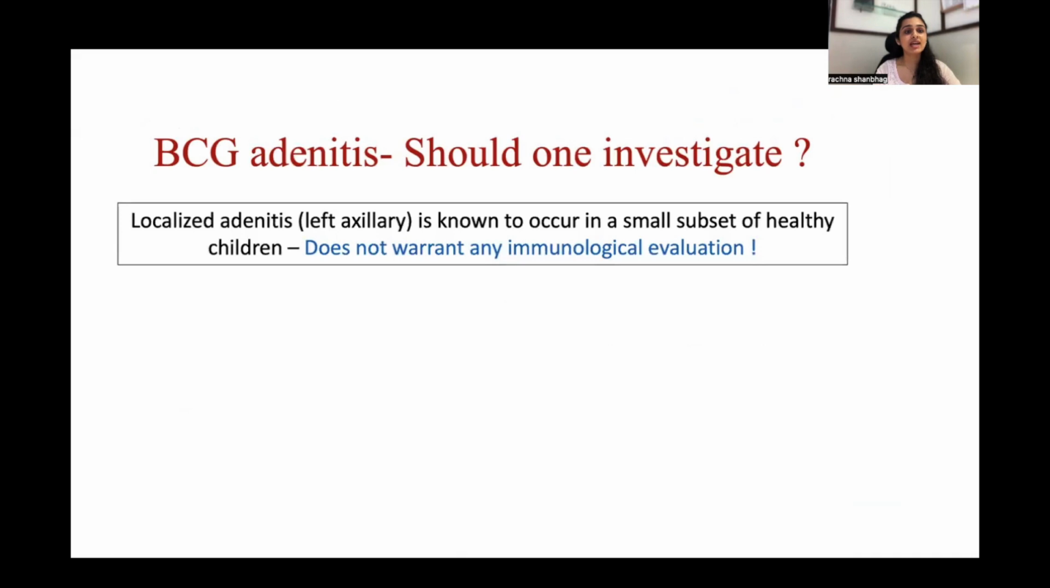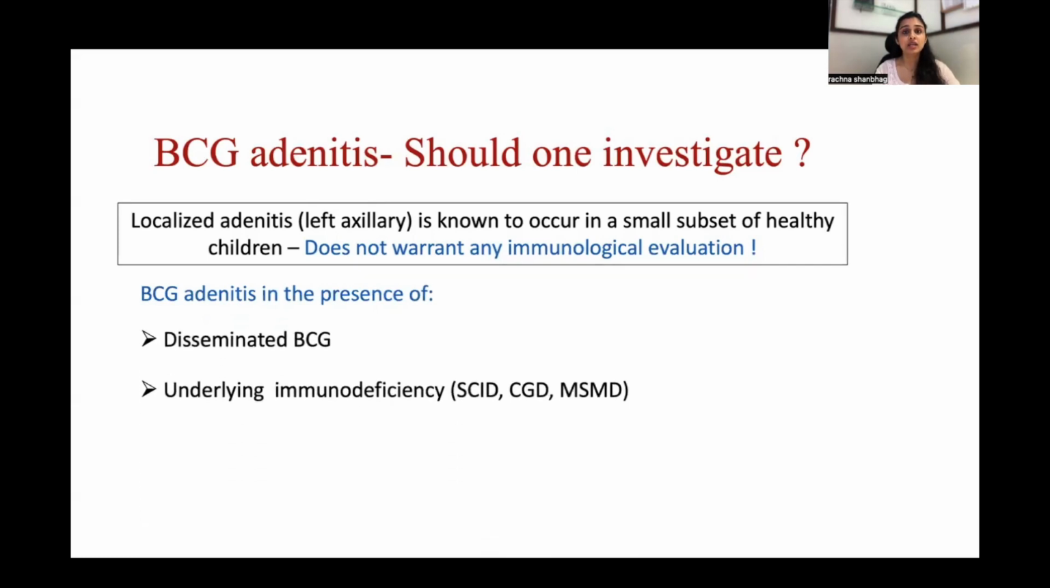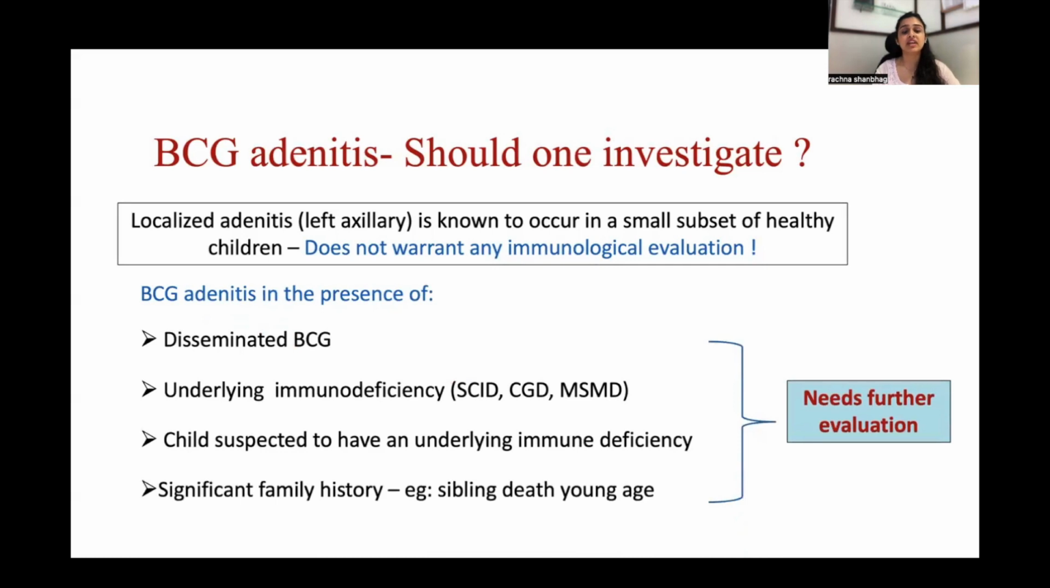As we know, localized adenitis is known to occur in a small subset of healthy children, and that does not warrant any immunological evaluation. Whereas, if there is BCG adenitis in the presence of disseminated BCG, underlying immune deficiency, or a child suspected to have an underlying immune deficiency, or presence of significant family history in the form of sibling death, one needs to evaluate such children further. So, disseminated BCG is an immune deficiency unless proved otherwise.